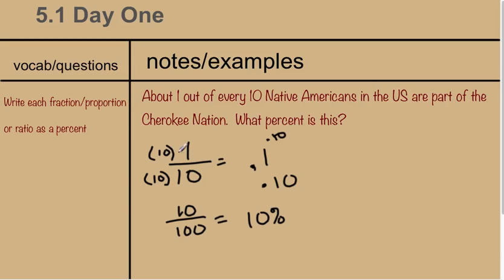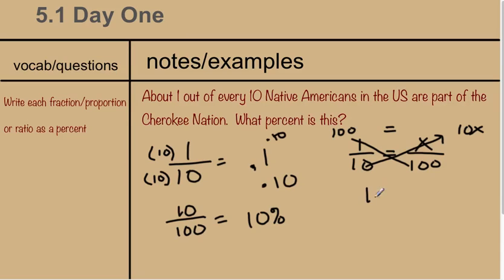I could just divide these again as well, but this one is pretty easy to make it equal 100. Let me set it up this way. If I had 1/10 and I wanted to know how many parts out of 100, all of a sudden this looks like a proportion that we just did in chapter 4. 10x on this side, 100 on this side, and then set up my railroad tracks.